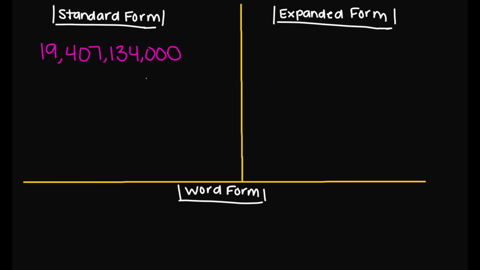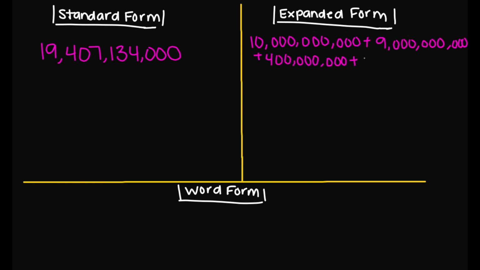So let's say your standard form is 19,407,134,000. So this is your standard form here. If you were to expand this form, it is going to be 10 billion plus 9 billion plus 400 million plus 7 million plus 100,000 plus 30,000 and then plus 4,000.